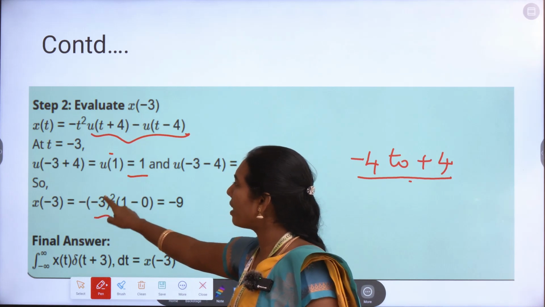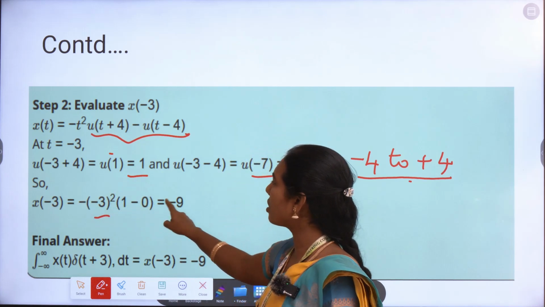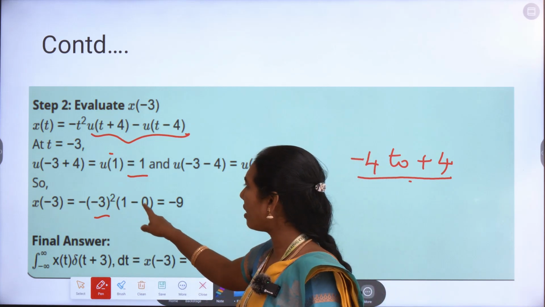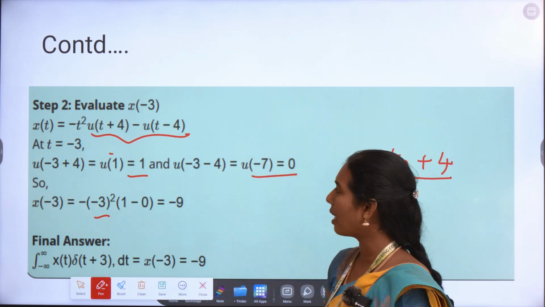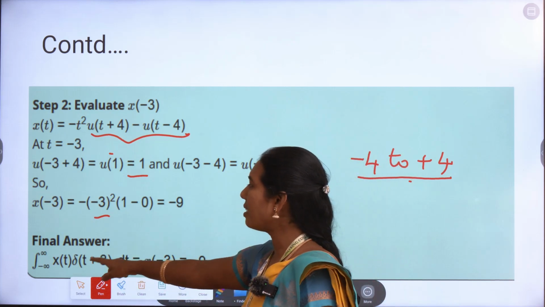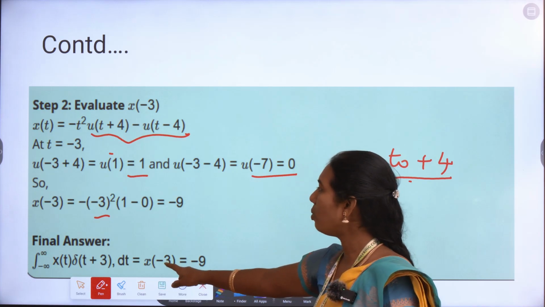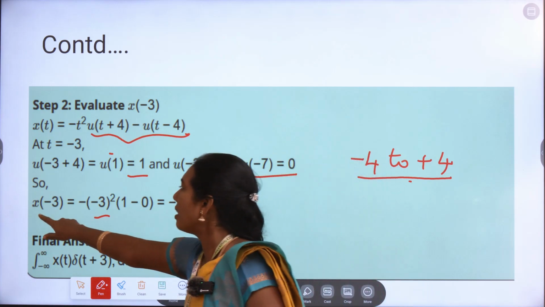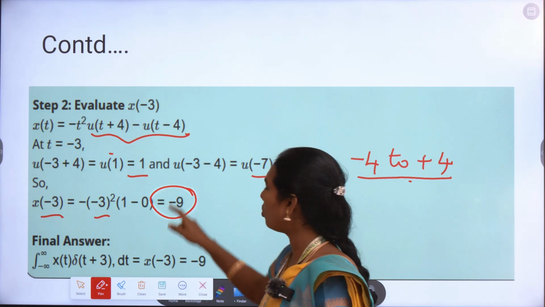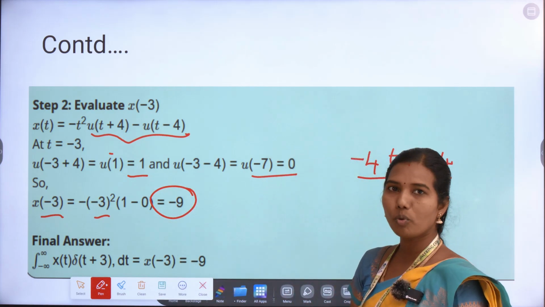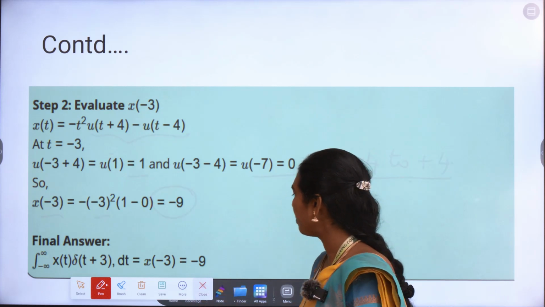So minus of minus 3 whole square into 1 minus 0, which is equal to minus 9. So 3 into 3 is 9, 9 into 1 is 9, minus 9. So the final answer is the integral of x of t delta of t plus 3 dt, which is equal to x of minus 3, and x of minus 3 is equal to minus 9. So the final answer is minus 9. Now we'll move on to the next problem.